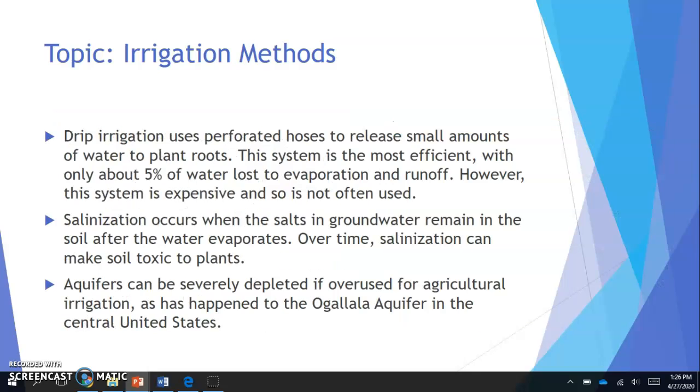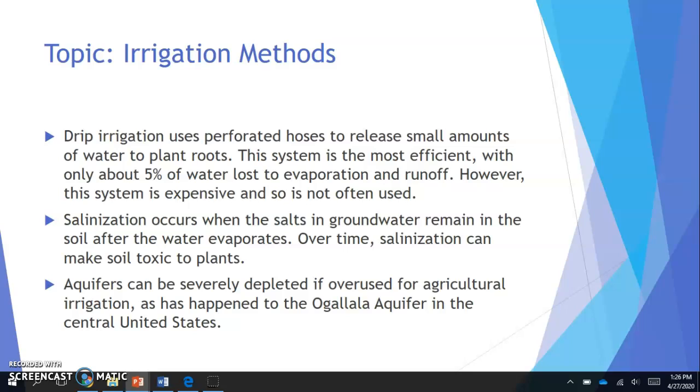Drip irrigation, we started out looking at a picture of it, but just a reminder, that uses perforated hoses to release small amounts of water to the plant roots, so just what they need. It's the most efficient, and only about 5% of the water is lost to evaporation and runoff, so significantly less than our other forms of irrigation. However, it is also expensive, and when you're thinking about your crop yield and how much you want to put into it versus how much you want to get back out, we want to make more money than we spend. So a lot of farmers don't utilize this.